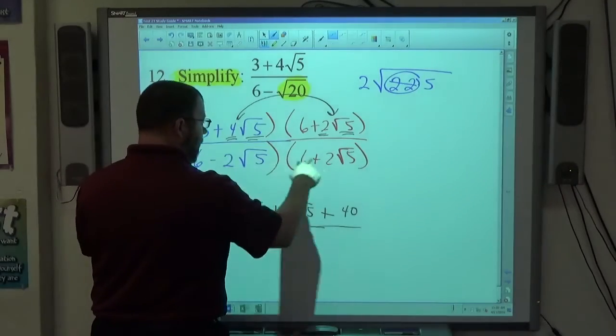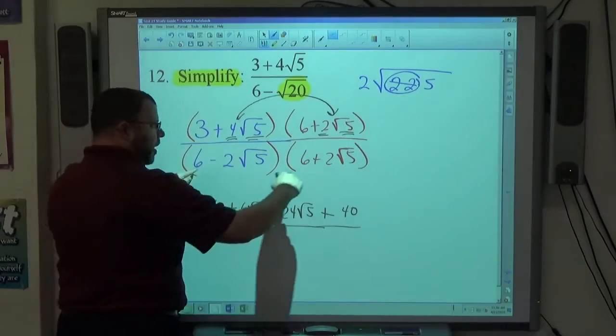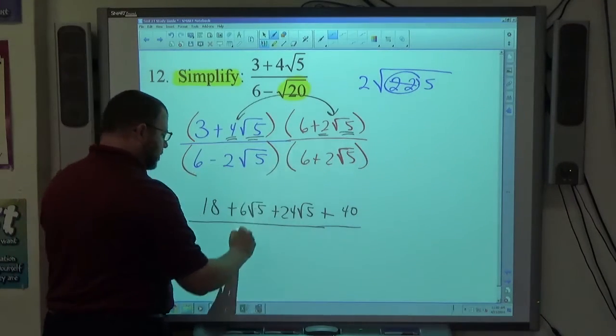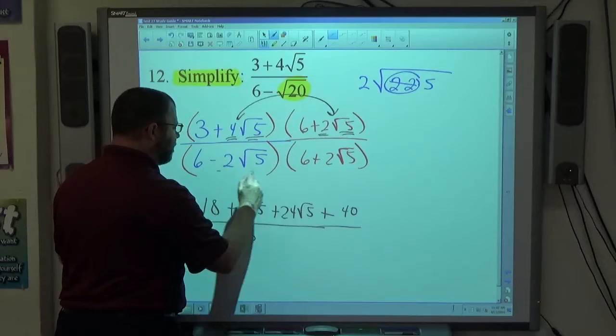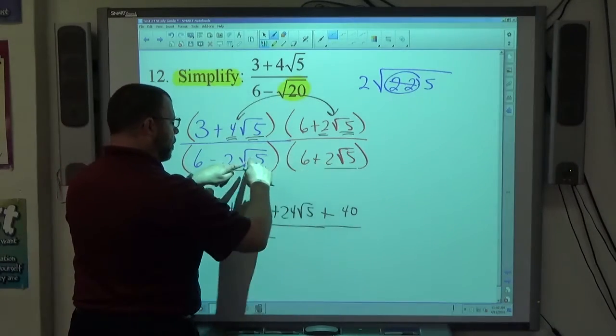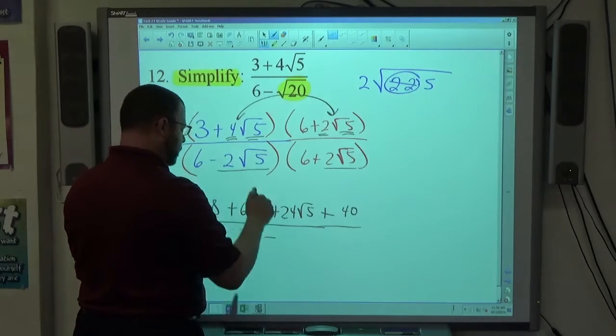On the bottom, I'm just doing FL because the outside product 12 square root of 5, inside negative 12 square root of 5 cancels. So 6 times 6 is positive 36, and this times this, negative times positive makes a negative. 2 times 2 is 4, square root of 5 times square root of 5 is 5, 4 times 5 is 20.